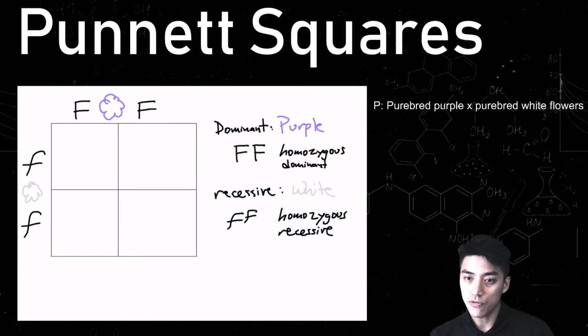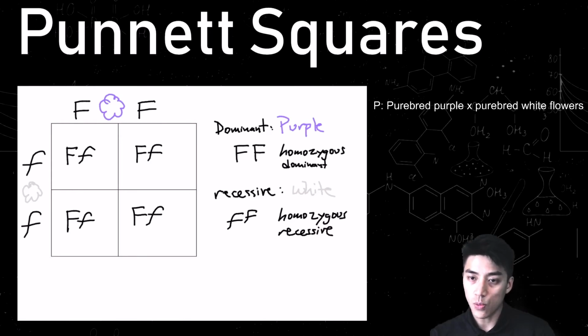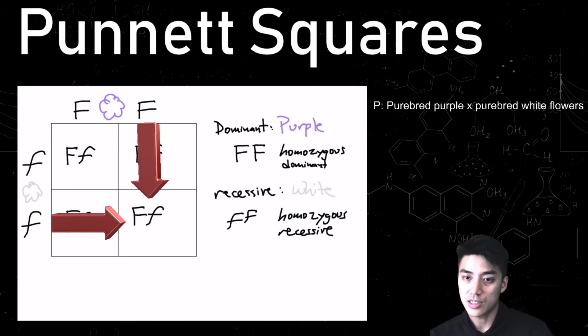So in each of the 4 quadrants where the letters intersect, you just want to line up the letters. Okay, so big F, little f goes in that box. In this quadrant, a big F followed by a little f. You always want to put the capital letters first because those are the dominant traits. In this third quadrant, big F, little f, and in the 4th quadrant, big F, little f. So it's just where the letters intersect.